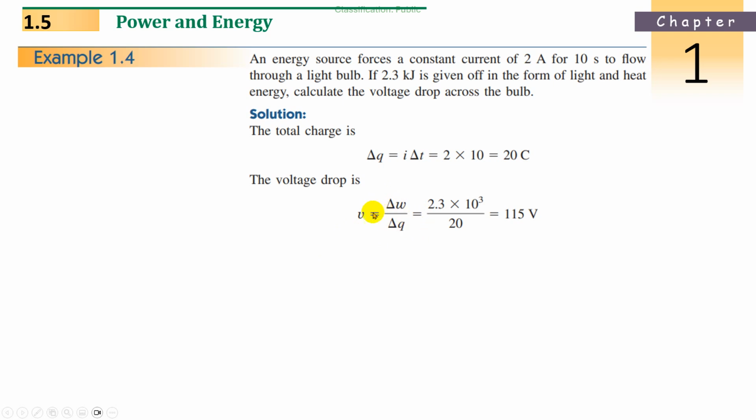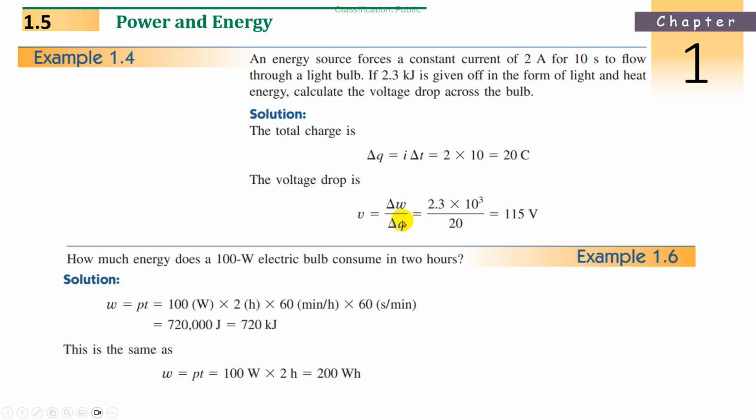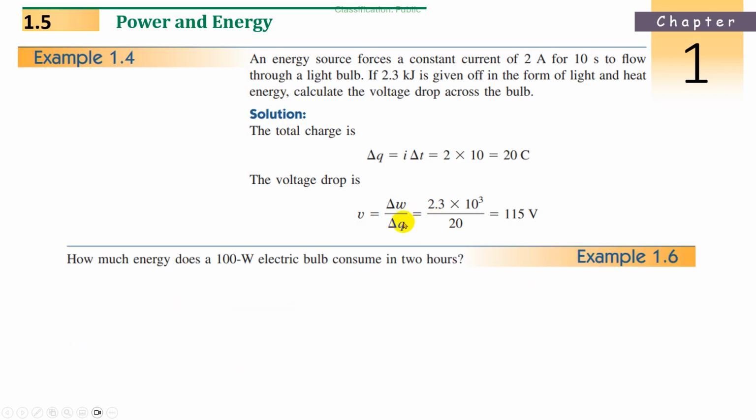That is the approximate equation. The previous equation we studied was dW by dQ. Why? There is no equality there, there is a proportionality. When equality comes, we need the exact value: how much energy, how much charge exactly. So delta W by delta Q.